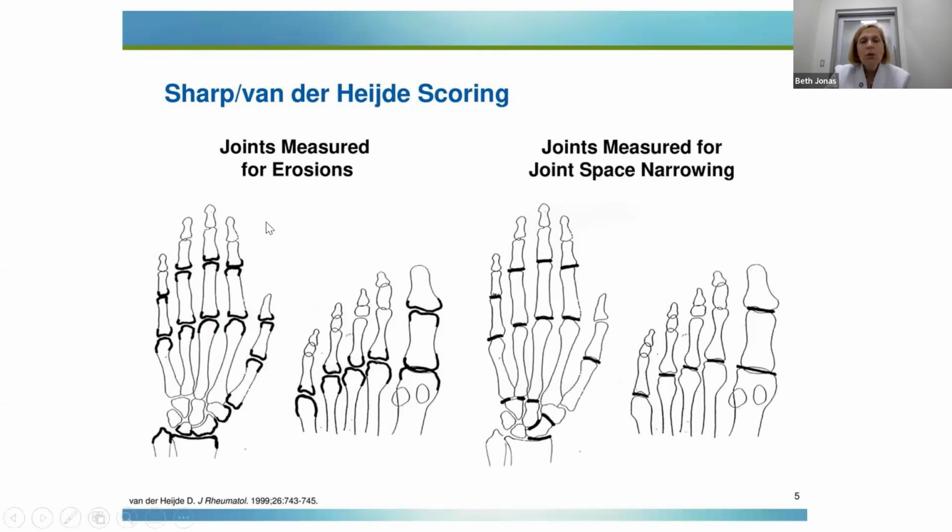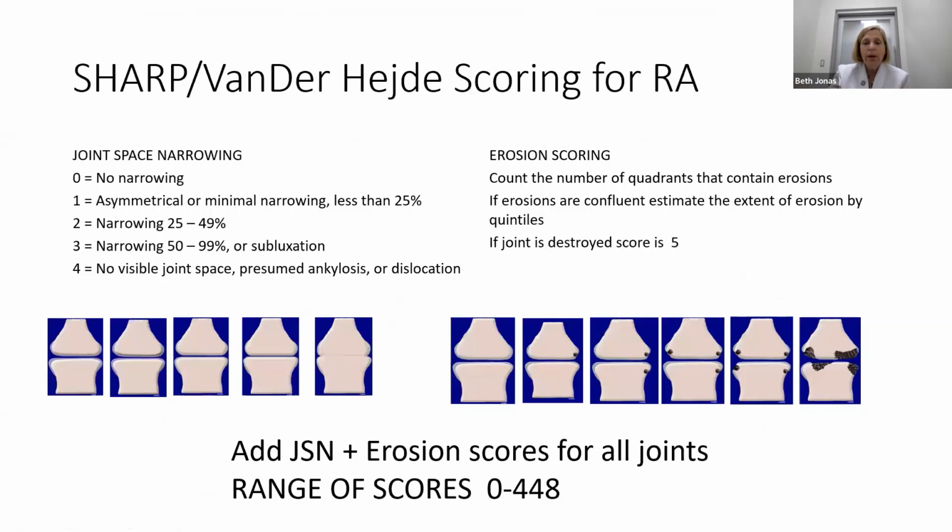And so the Sharp van der Heijde scoring method, essentially each of multiple joints gets scored for erosion in the hands and the feet and for joint space narrowing. So there's an erosion score and a joint space narrowing score, and you add that up and you get the Sharp van der Heijde score for rheumatoid arthritis. Again, we're not going to spend a lot of time on that today, but I just want you to be aware of that. And these are essentially visual cues about what the different scores are.